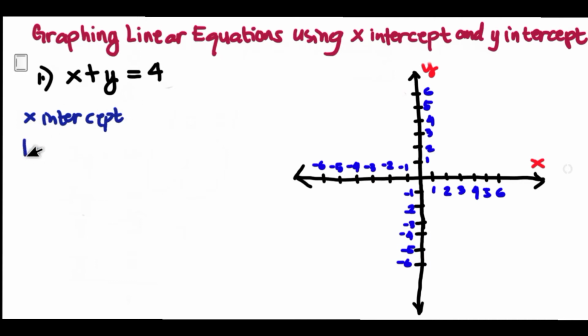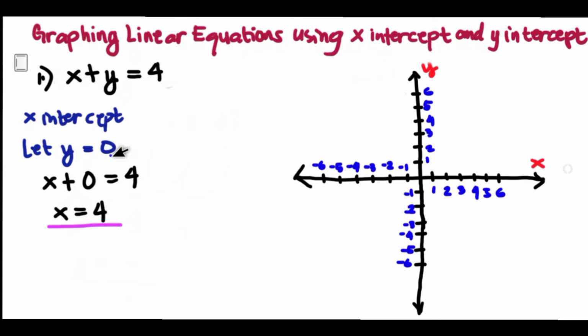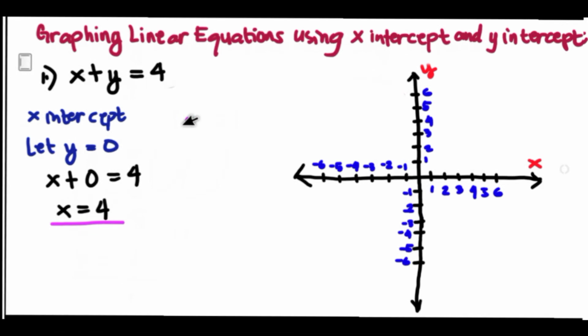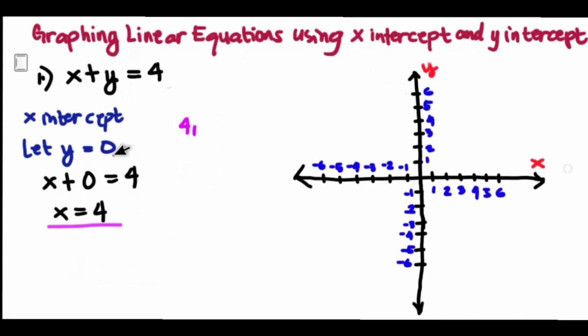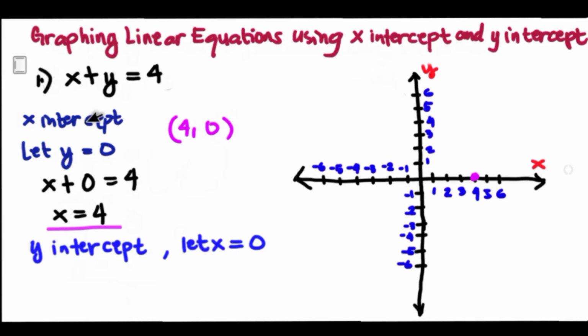we will let y be equal to 0. So, kung magiging 0 yung y, so magiging x plus 0 is equal to 4. So, magiging x is equal to 4. Since 0 si y, ang x dito nakuha natin is 4 and yung y is 0. So, ito po yung x-intercept, 4, 0. So, since 4 yan, ito po yung positive 4. Ayan, yun po yung ating unang point.